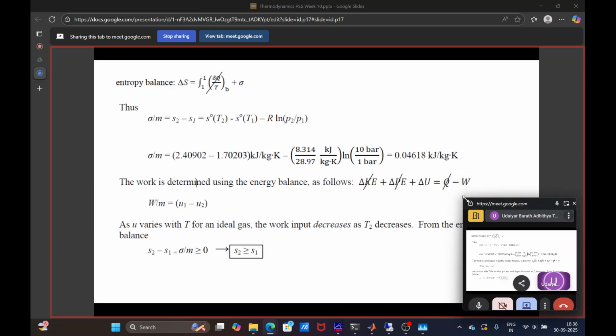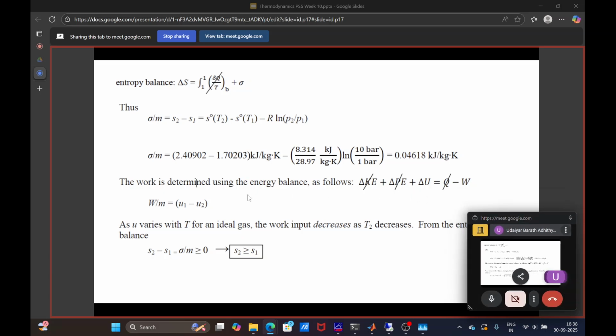To find the work done, we can use the first law. Kinetic and potential energies are 0, so delta U equals Q minus W, and since for an adiabatic process there is no heat transfer, Q is 0, so delta U equals minus W, or W per unit mass is U1 minus U2.